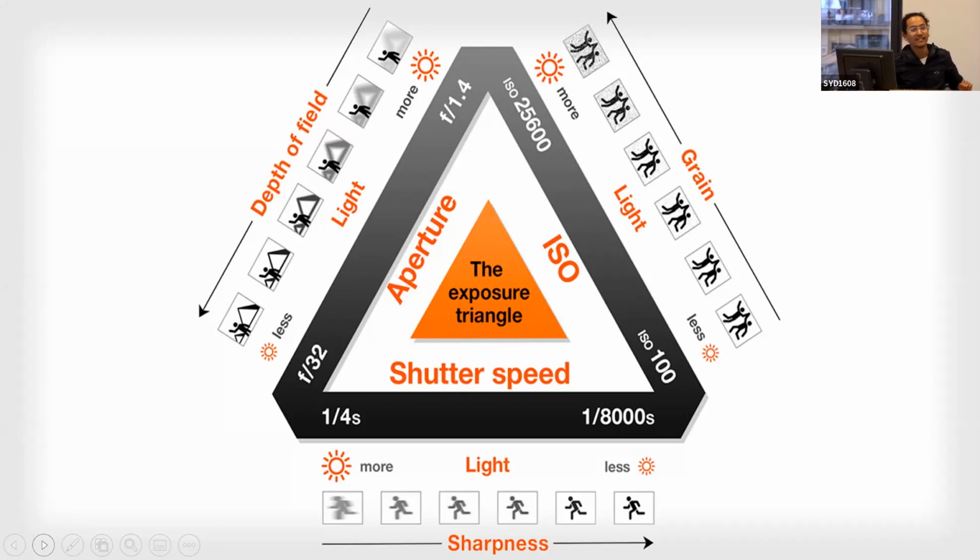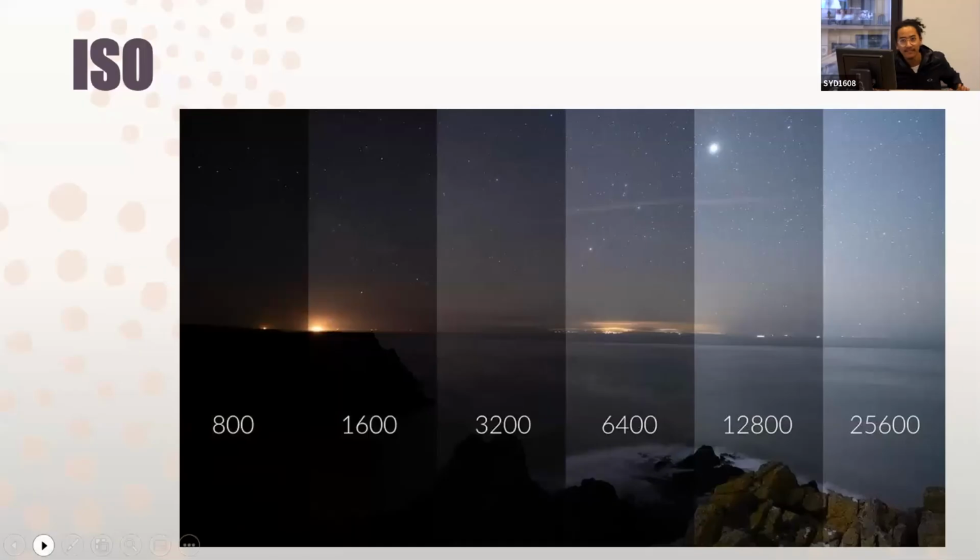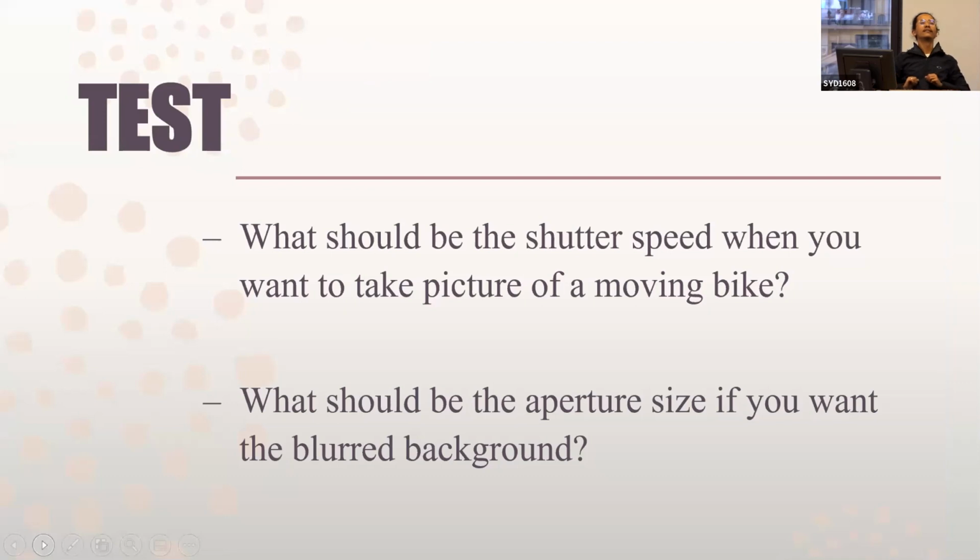All right, so let's now go to the test part of the slide. We did 3 slides later. All right, so again, 2 questions. Let's say the first one is A, second one is B. Let's type in our answers in the chat box. So what should be the shutter speed when you want to take a picture of a moving bike? Just forget about the aperture and ISO for now. Let's just focus on shutter speed. The shutter speed should be higher or lower. Similarly with the second one, what should be the aperture size if you want a blurred background? Should the aperture be big or should it be small?